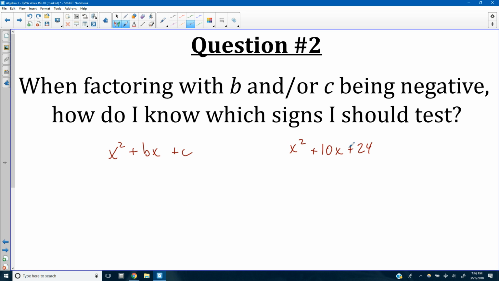So as you have a positive product, you know that it's either a positive times a positive or a negative times a negative, but because the sum is positive, you know that both your factors are positive. And we just found them last time, they were 4 and 6, and this is what it becomes. And straight up, it's pretty easy, because the signs are just both positive. But what happens when b or c are possibly negative, or when both of them are negative?